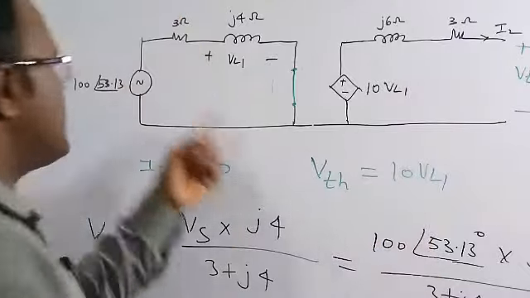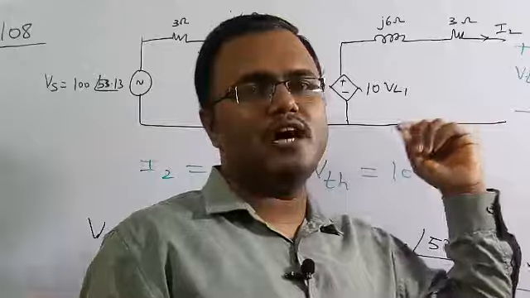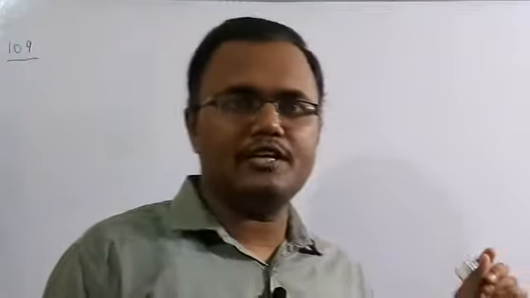So by this circuit I figured out the value of VL1, and then I easily figured out the value of VTH. Now we are going to discuss the 109th numerical.